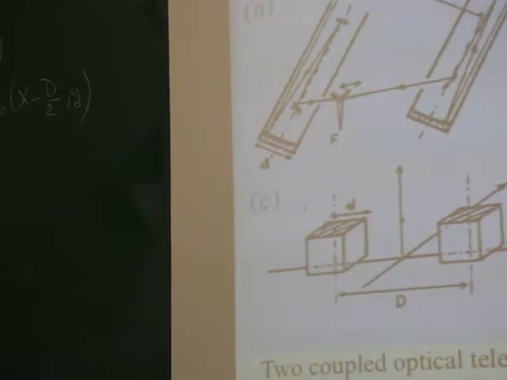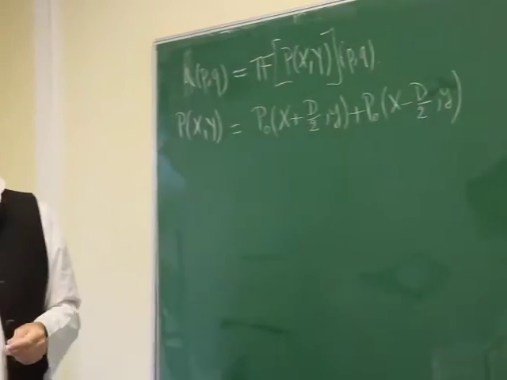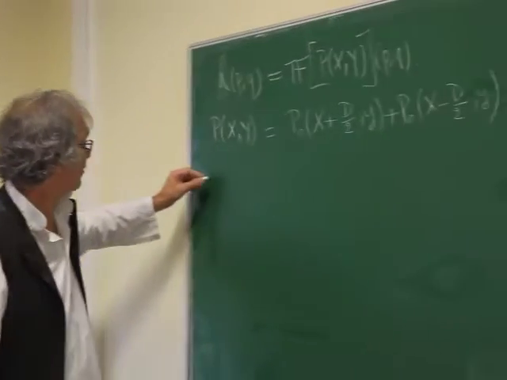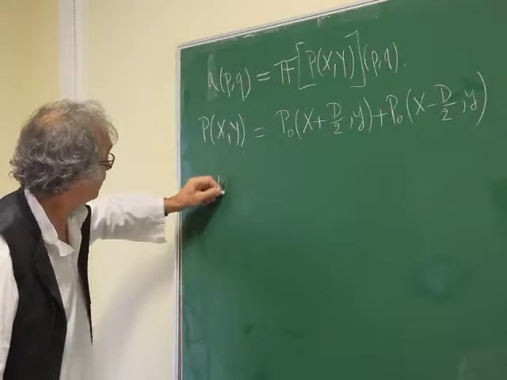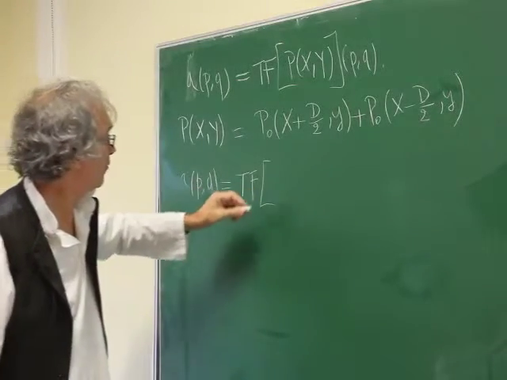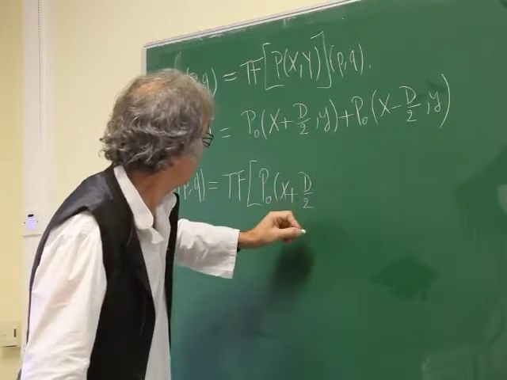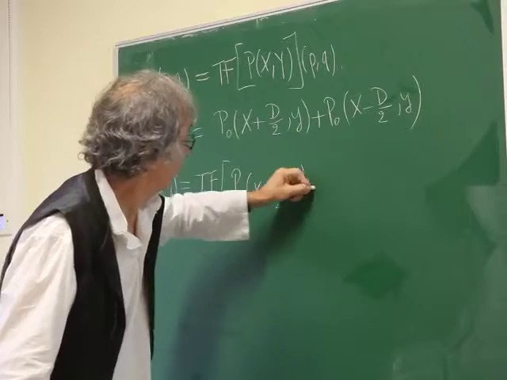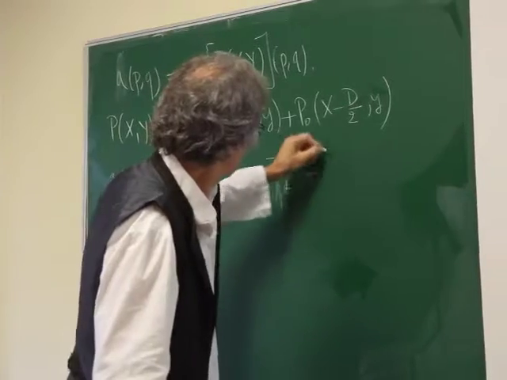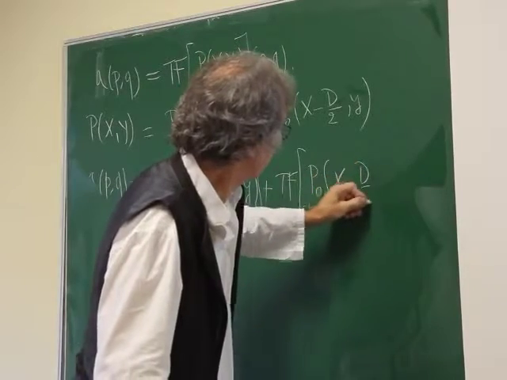Now if I take the Fourier transform of the summation of two elementary pupils, it's equal to the summation of the two Fourier transforms. So I find that A(p,q) is equal to the Fourier transform of P0 of x plus d over 2, y, plus the Fourier transform of P0 of x minus d over 2, y.